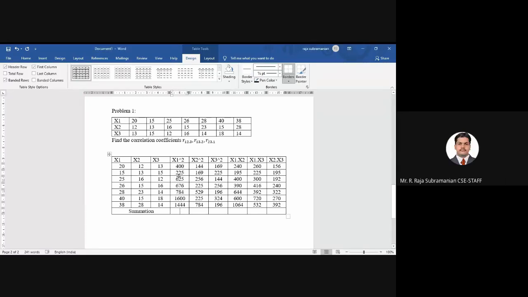5754. Okay, I take that. What will be this? 144 plus 169 plus 256 plus 225 plus 529 plus 225 plus 780. Everyone calculate one first so that we can complete soon.